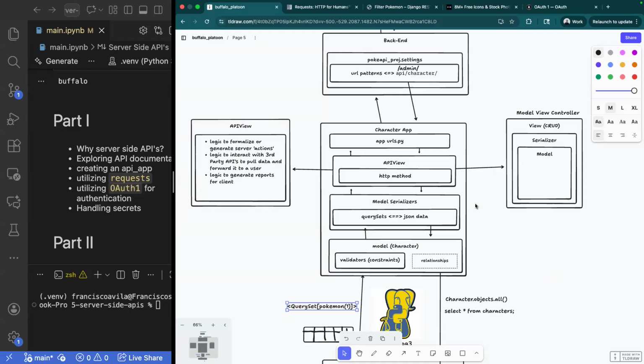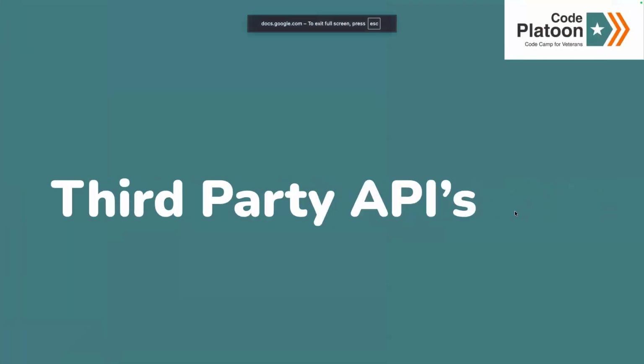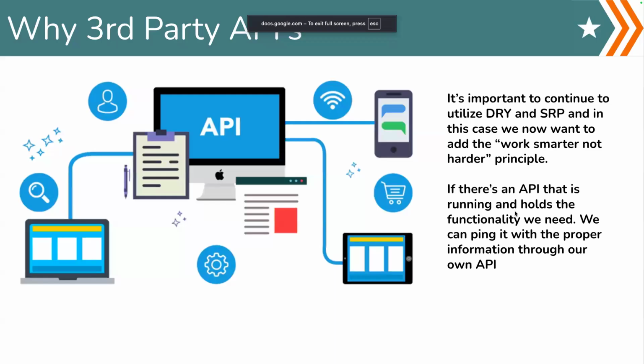Let's go ahead and start working on our slide deck today. So, third-party APIs. Why third-party APIs? It's important to continue to utilize DRY and SRP. And in this case, we now want to add work smarter, not harder. DRY is don't repeat yourself, and SRP is single responsibility principle. If there's an API that is running and holds the functionality we need, we can ping it with the proper information through our own API.